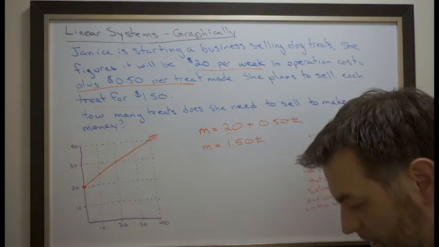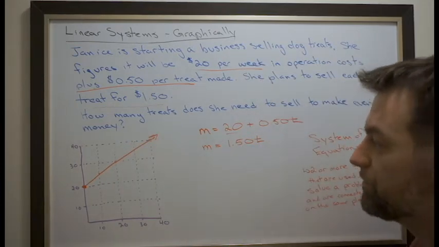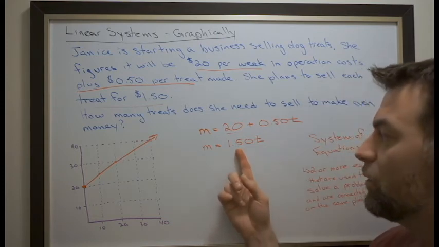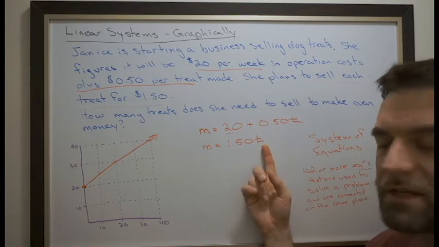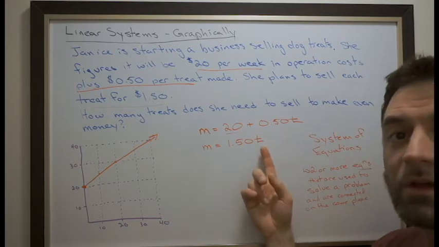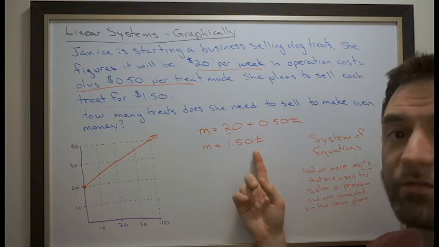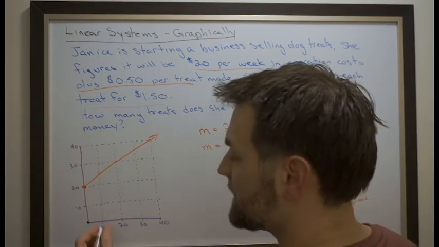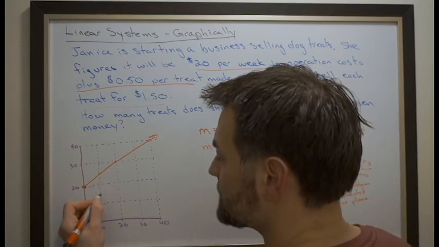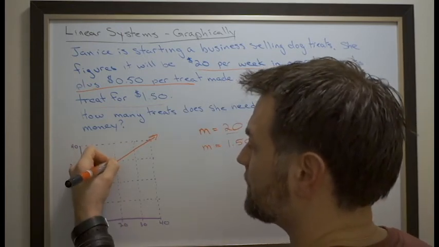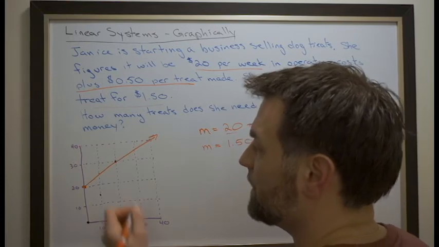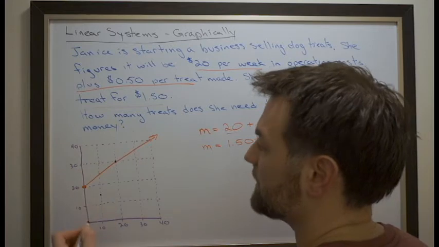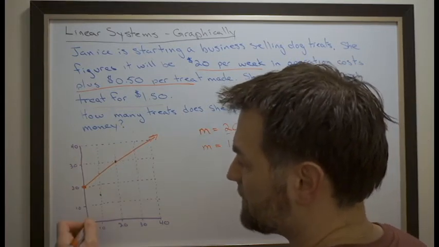And then just to use a different color here, I'll use my profit line. So my profits are $1.50 t. So for every treat, I'm making $1.50. So for every 10 treats, I'm making $15. So 0 treats, $0. 10 treats, $15. 20 treats, $30. 30 treats is going to be up here at 45 somewhere, so approximately here. But I have enough dots here with my 3 to connect the dots.